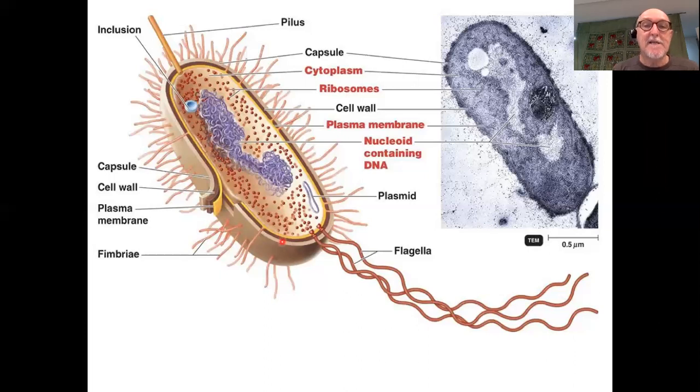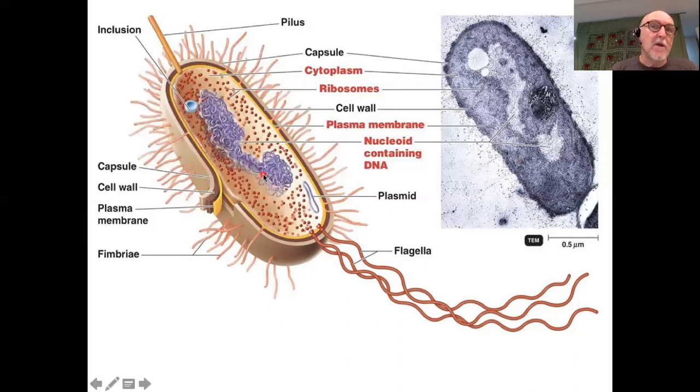There are various other things that can occur inside the cytoplasm. We may see different inclusions, for example, and very often these inclusions are storage products. For instance, they may store polysaccharides, they may store things like glycogen, and these may form distinct granules inside the cytoplasm. They are there to store fuel and molecules that the bacteria may need.